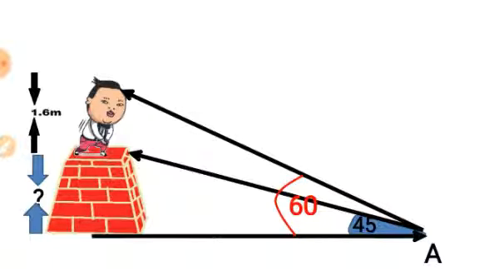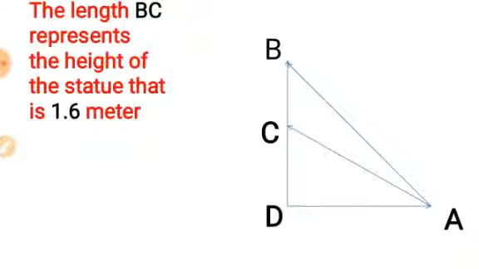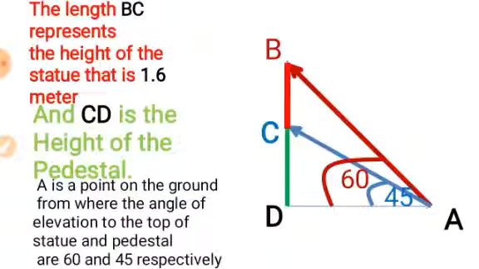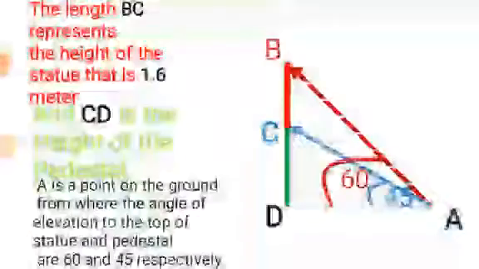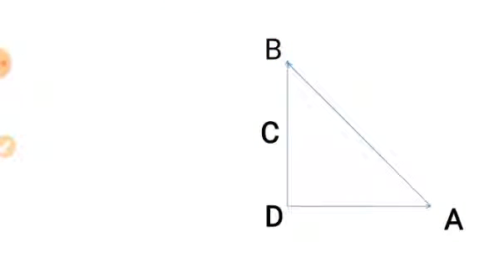Now we draw a 2D diagram for this mathematical problem. Here we explain the diagram. The length BC represents the height of the statue, that is 1.6 meter, and the length CD is the height of the pedestal, and A is a point on the ground from where the angles of elevation to the top of the statue and pedestal are 60 and 45 degrees respectively.